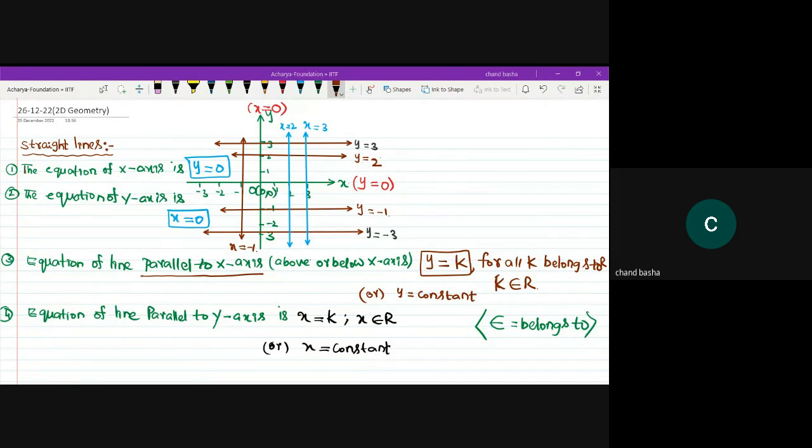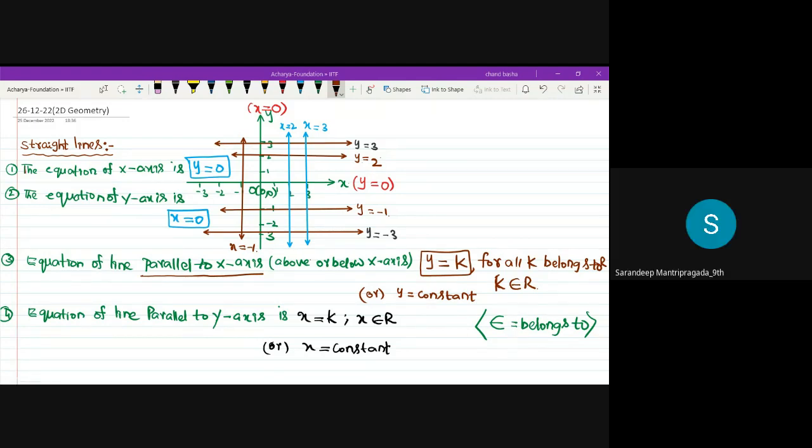It is not necessary to take only k. If you want, you can take 1, 2, 3, 4, 5, 6. You can change that k with any value. What is k? k is any real number. Any doubts regarding these 4 points? If you have any doubts, you can raise your hands, please. Otherwise, I'll go to the next point.